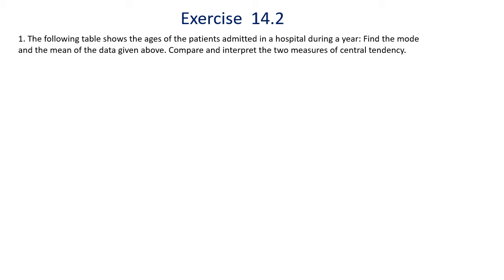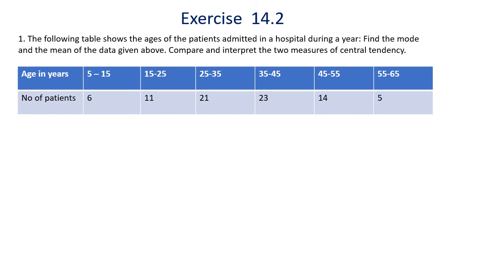Now let's see exercise 14.2. The following table shows the age of patients admitted in a hospital during a year. Find the mode and the mean of the data given above. Compare and interpret the two measures of central tendency. Let's first concentrate on the central tendency, that is mode. Here 6 patients are in the ages 5 to 15, there are 11 patients 15 to 25, and so on. Here the classes are continuous. So if the classes are continuous, can we find the mode?